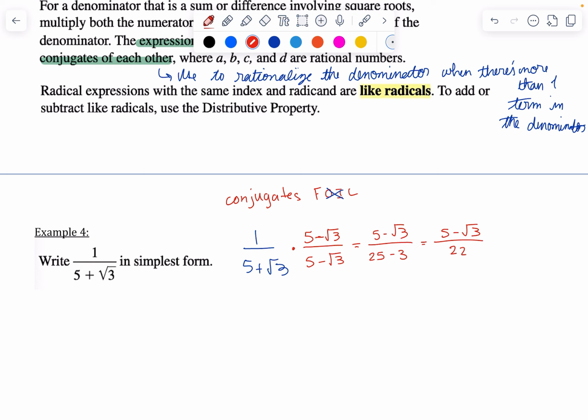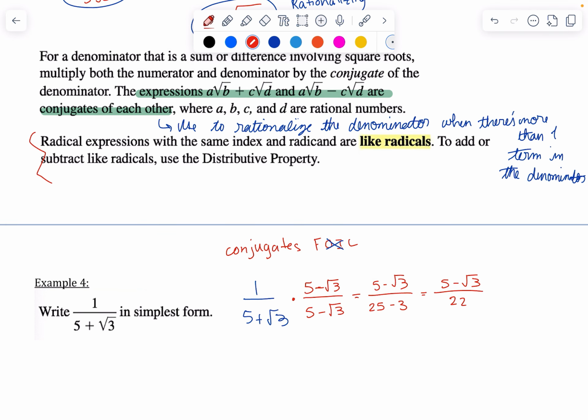Okay. Now, this part up here. This comes into play when we look at example 5, so that's why I'm going to address it now. Radical expressions with the same index and radicand are like radicals. Again, the index is the root. So to add or subtract like radicals, we just use the distributive property, which I don't really think about as using the distributive property, but that's what you're doing, okay? Same index just means same root, and radicand means the number under the radical.